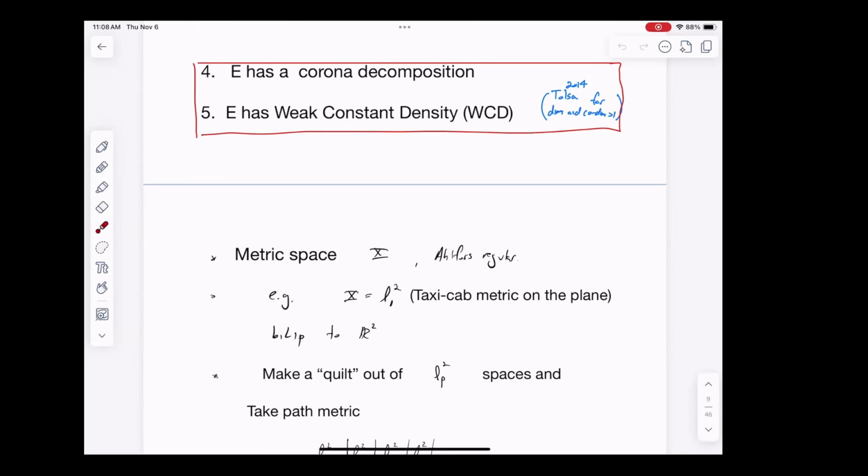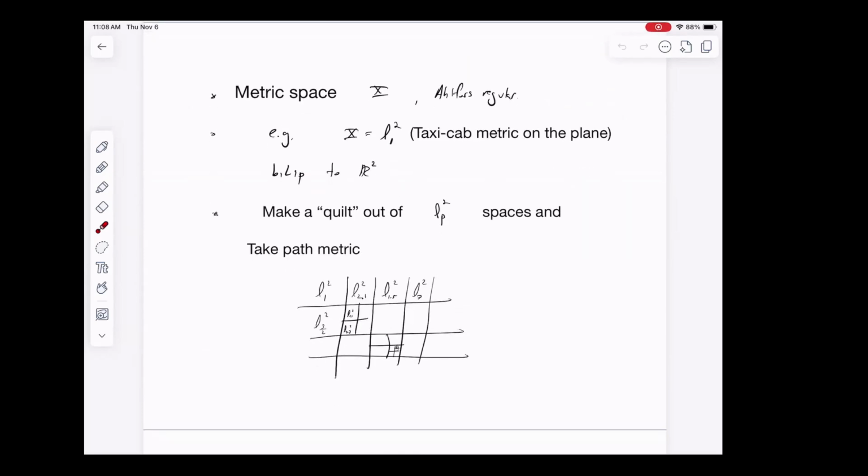I'm going to get back to talking about these, but my goal is to talk about metric spaces. So I want to first talk a little bit about metric spaces. We're going to assume that we have a metric space X and that it's Ahlfors regular of some fixed dimension. What are examples? You could take, say, the plane with an L1 metric, which of course is bi-Lipschitz to R^2. Or you could cut out a bunch of squares from different L^p spaces and stitch them together into a quilt and then take a path metric. That's what I want you to have in mind when you think about a metric space for now.